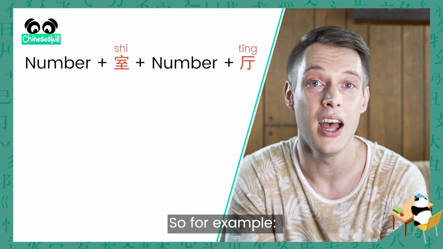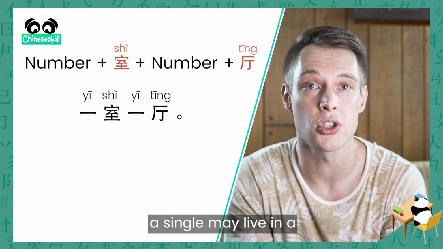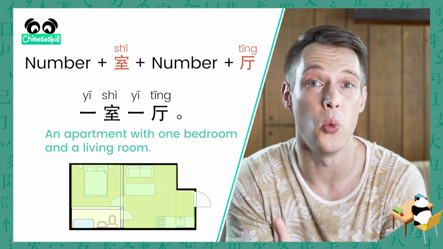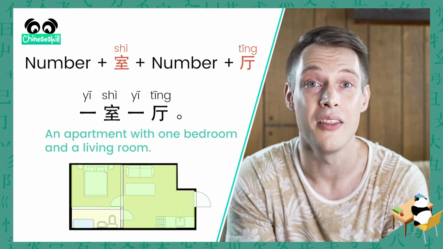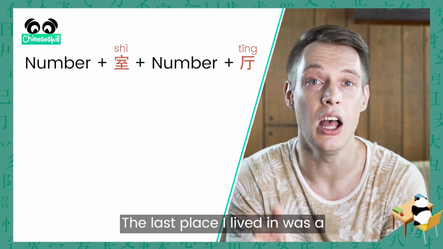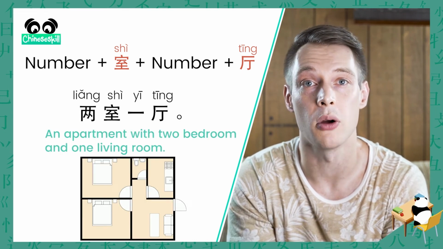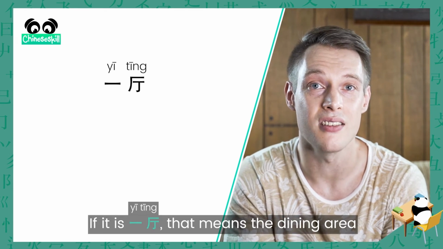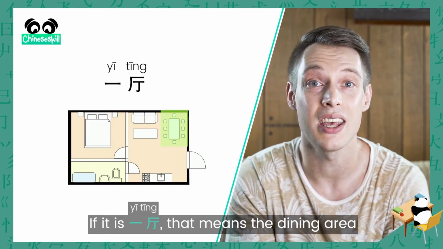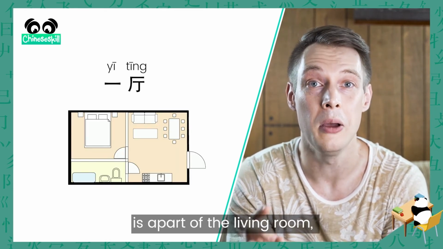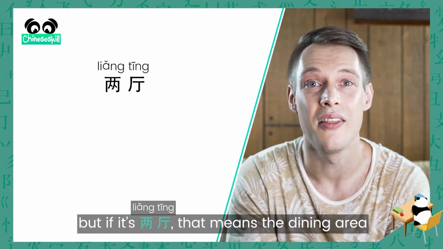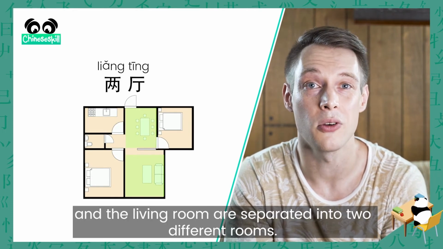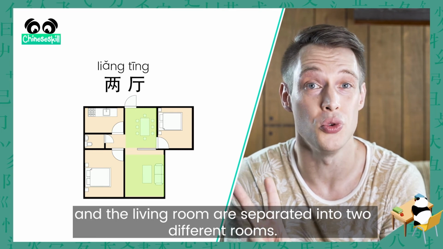So for example, a single may live in a 一室一厅, an apartment with 1 bedroom and 1 living room. The last place I lived in was a 两室一厅, an apartment with 2 bedrooms and 1 living room. If it is 一厅, that means the dining area is a part of the living room. But if it's 两厅, that means the dining area and the living room are separated into 2 different rooms.